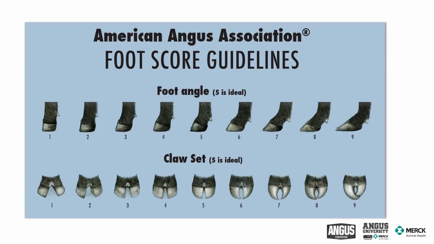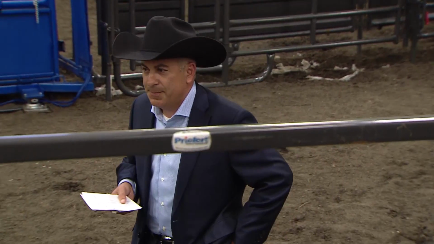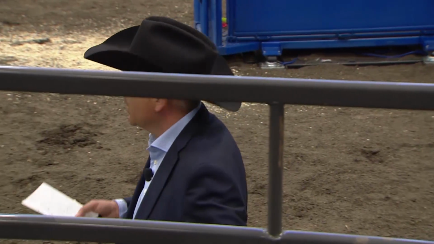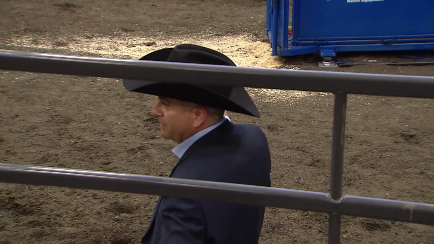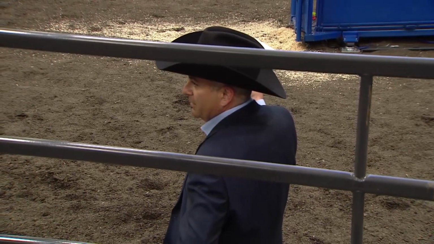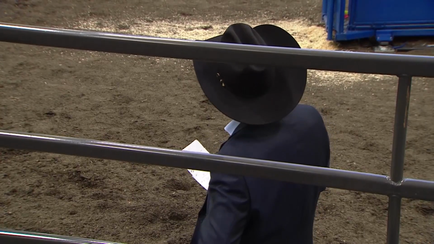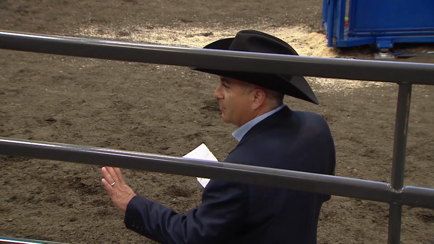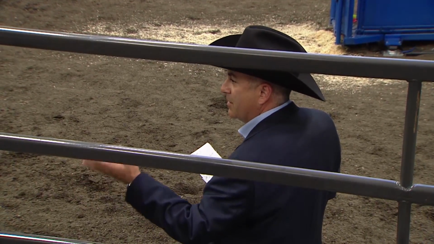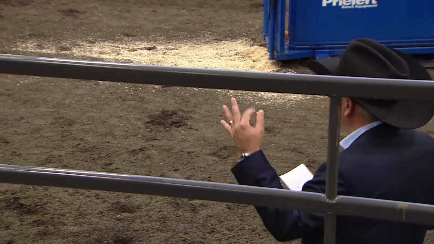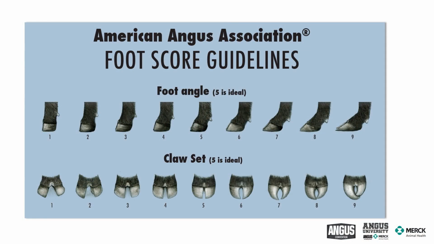There's really probably 3 different things that you're evaluating when you're looking at foot angle. 1, the length of the toe. 2, the depth of the heel. And 3, the set to their pastern, or where their angle is to their pastern. So there's really 3 traits we're looking at in foot angle, and it's all lumped into one score.